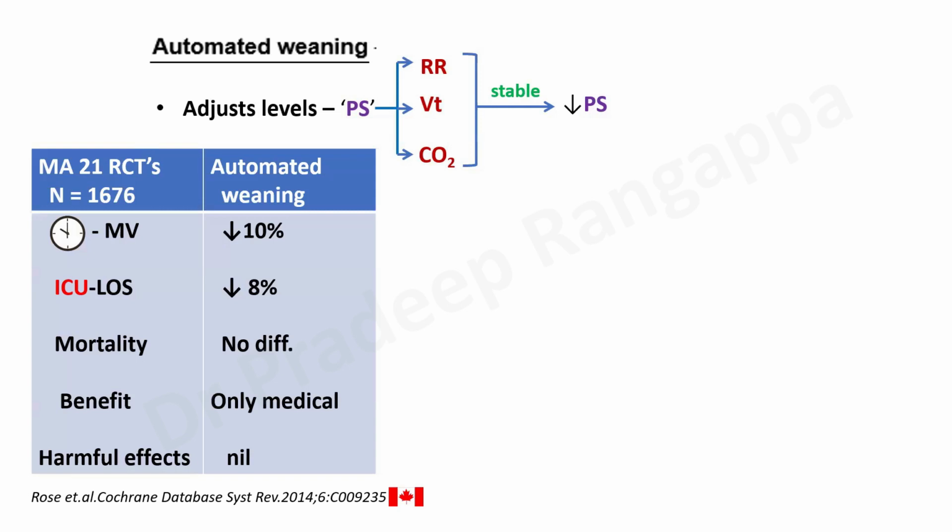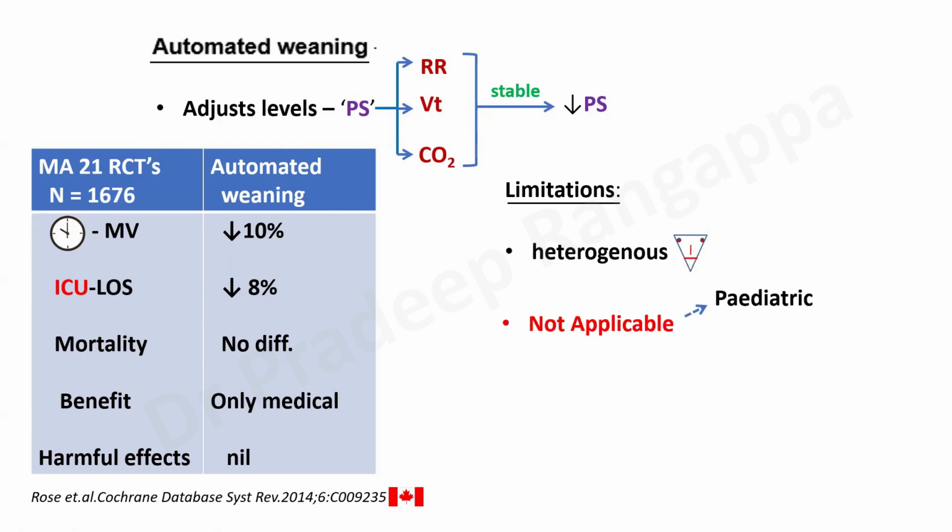There was a study, again a Cochrane review database, published by a Canadian group in 2014, with 21 randomized controlled trials, 1607 patients, where they showed automatic weaning reduced the duration of mechanical ventilation by 10% and reduced ICU length of stay by 8%, but there was no difference in mortality, and benefit was seen only in medical patients, and there were no harmful effects. The limitations are that they had a heterogeneous group of patients, and this automated weaning is not applicable to pediatric patients or to COPD patients where CO2 was more than 60.